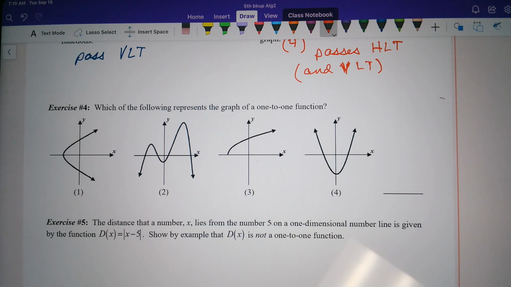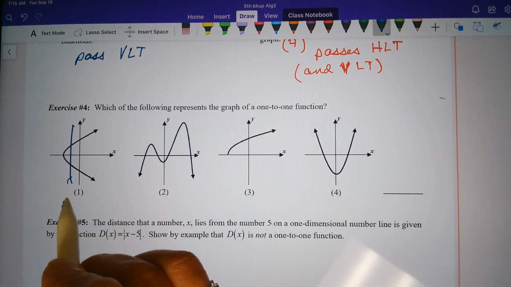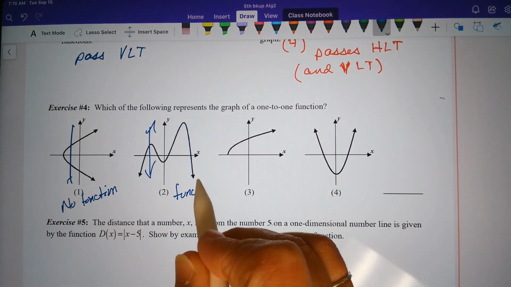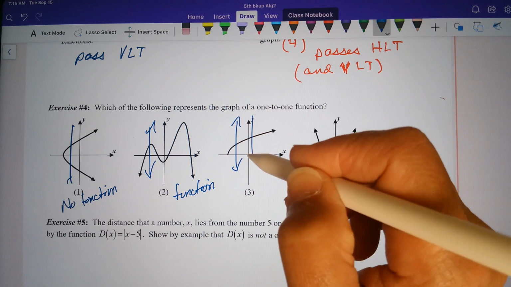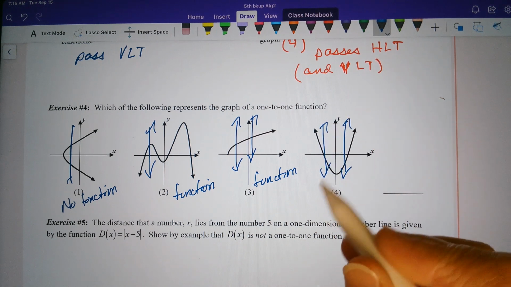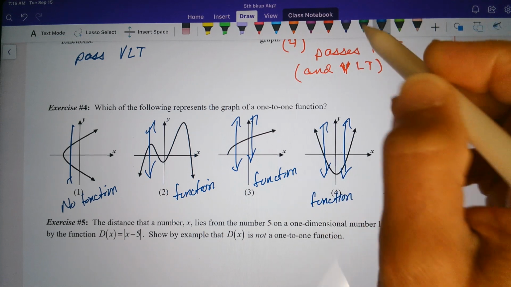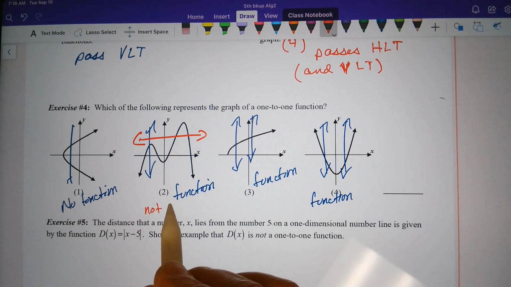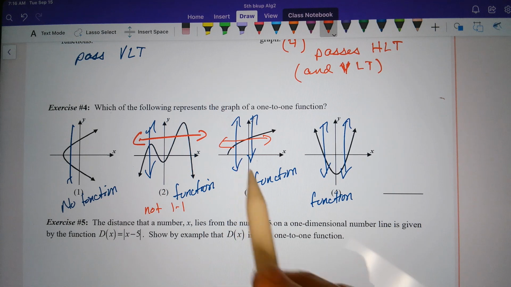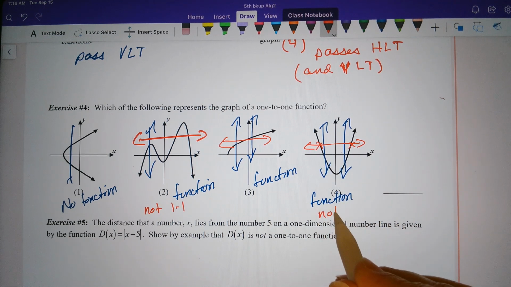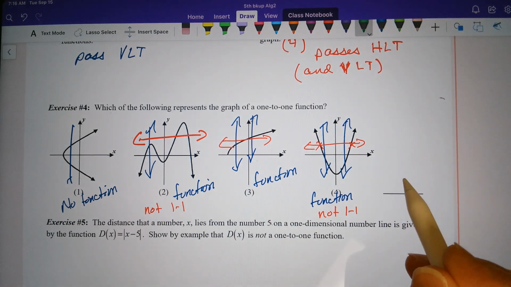Exercise 4, which of the following represents the graph of a one-to-one function? This one is not a function. This is a function. So is 3. And so is 4. So 2, 3, and 4 are all functions. 2 is not one-to-one. Looks like 3 is a one-to-one function. 4 is not. Our answer is 3.